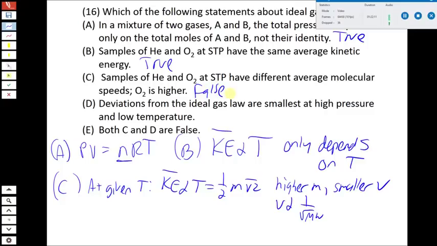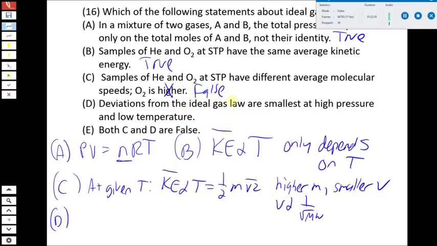Okay. So O2 has a molar mass of 32. Helium has a molar mass of 4. The one with the higher molar mass should have the lower average velocity. So this statement is false because that word there should be lower instead of higher. All right, so that's one of our false statements, and then choice D is the last one to consider.